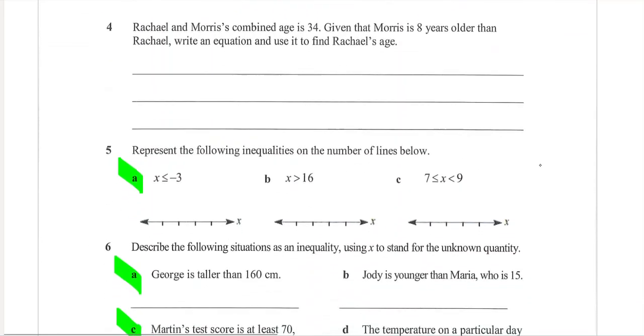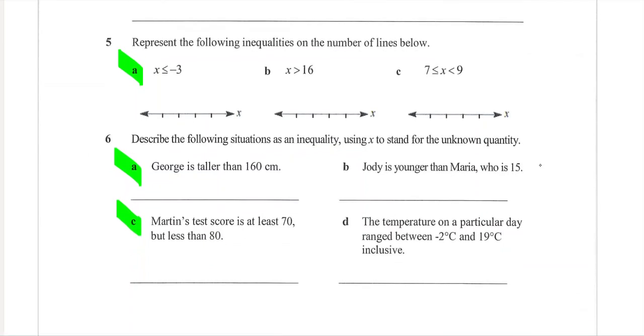Okay, question 5. Inequalities. Represent the following inequalities on the number lines shown below. If the symbol that you have in here, see these symbols? If you have got a less than or equal to or a greater than or equal to, you use coloured in dots at the values. If it's just a less than or a greater than, we use an open dot because it can't be at that number. It has to be less than or greater than it.